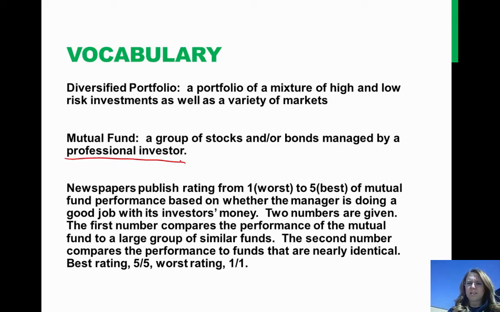Newspapers publish ratings from 1, which is the worst, to 5, which is the best, of a mutual fund's performance, based on whether the manager is doing a good job with its investors' money. Two numbers are given. The first number compares the performance of the mutual fund to a large company or a large group of similar funds. Okay, they don't have to be exact. The second number that's given to you compares performance of funds with a nearly identical fund. So the best rating would be 5/5, and the worst would be 1/1.